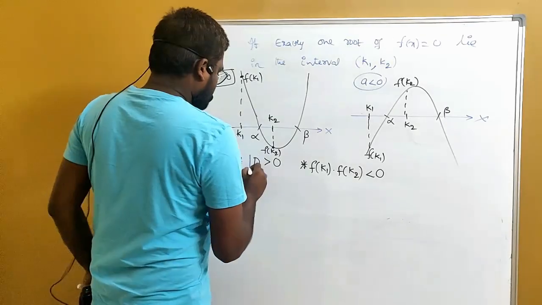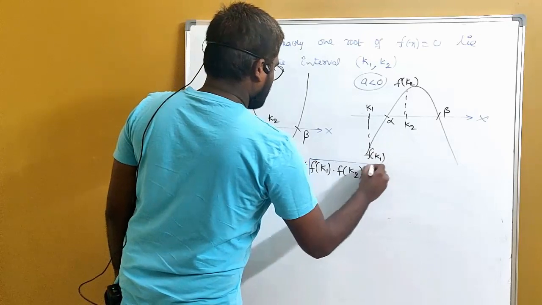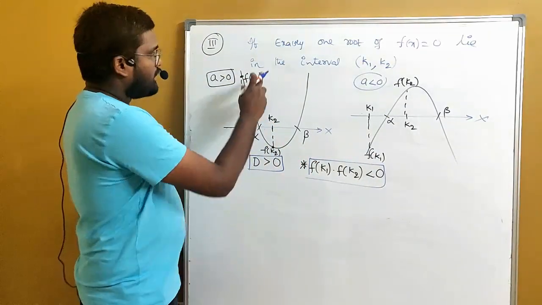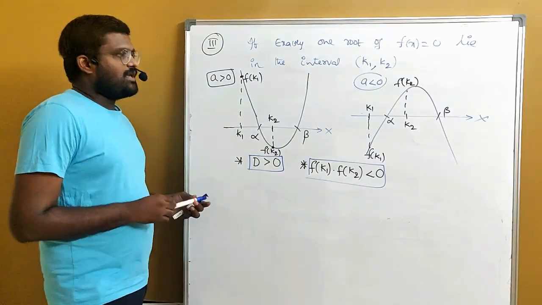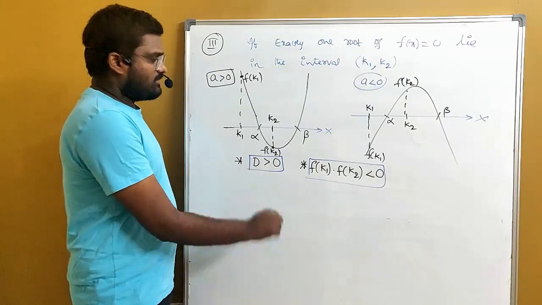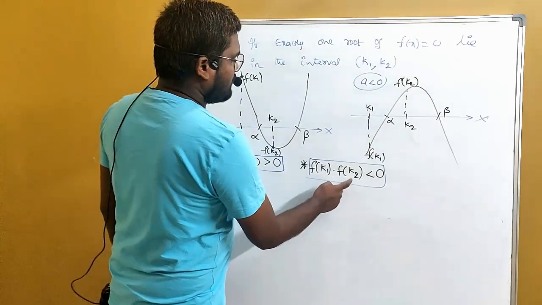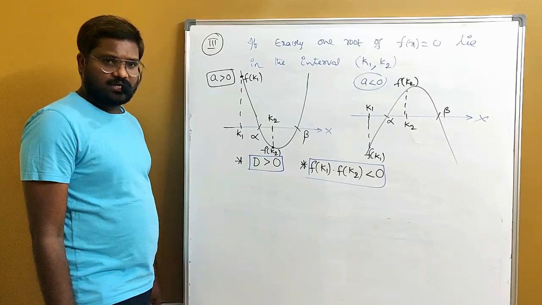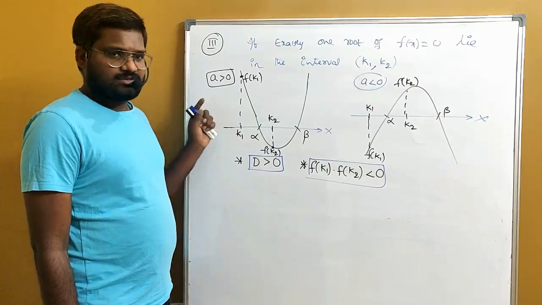I think these two conditions will give you the clear idea about this condition. If exactly one root of f of x equals to 0 lies in the interval k1 comma k2, one thing is discriminant greater than 0 and the other thing is f of k1 into f of k2 is less than 0, in both cases, either a greater than 0 or a less than 0. So this is case number 3.